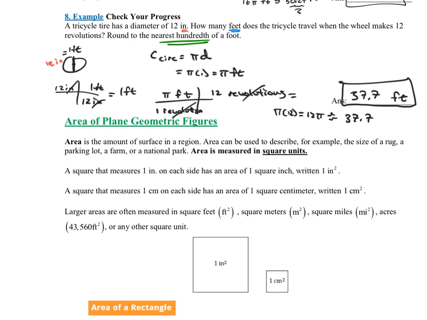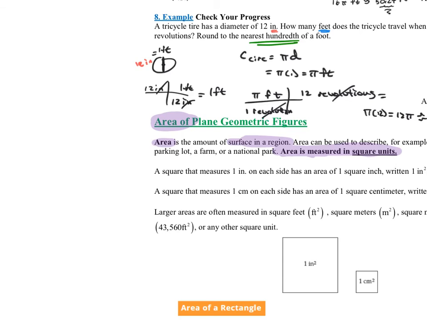Okay, so let's go on to the next topic. We talked about perimeter being the length of the outside. Now let's talk about area. An area is the amount of surface on the region. So it's the inside of a 2-dimensional figure. Area is measured in square units. Very, very important. So just like I talked about perimeter, I want to talk about area to the side. So when you see the word area, you should be thinking about the inside of 2 dimensions.